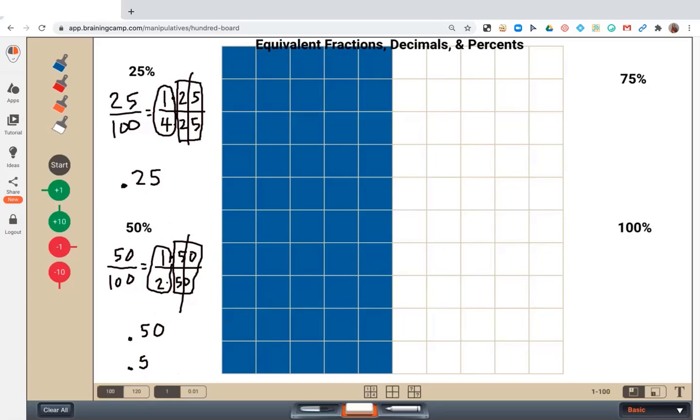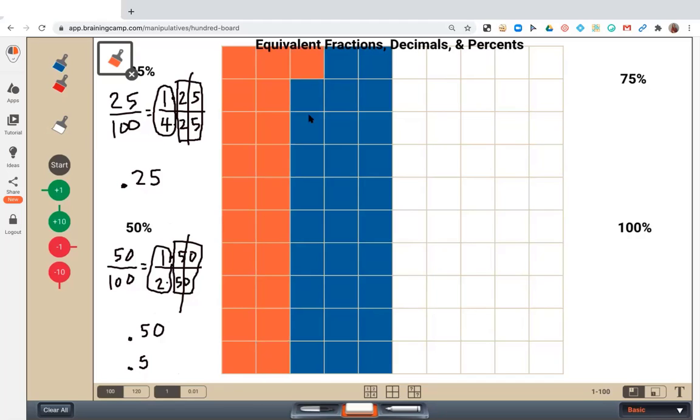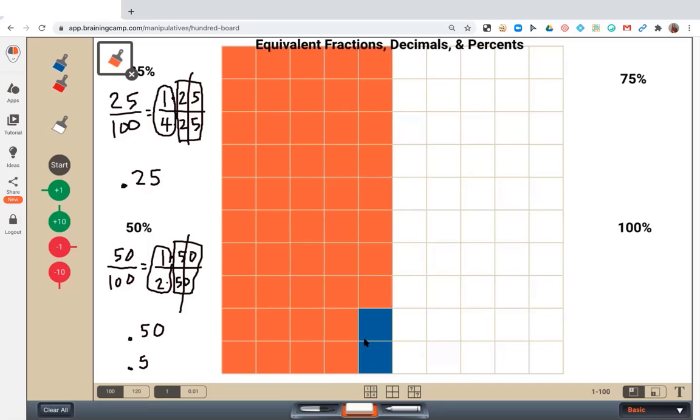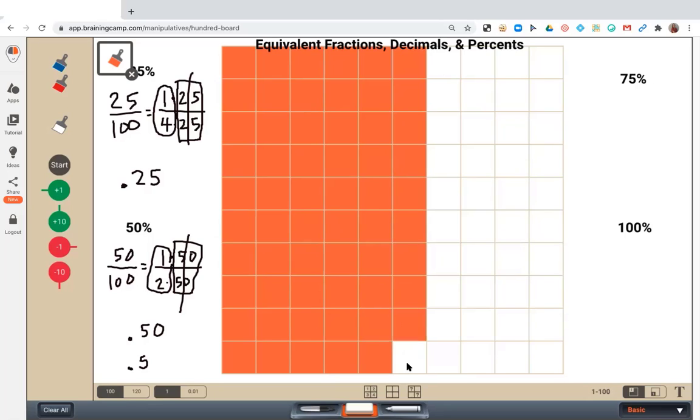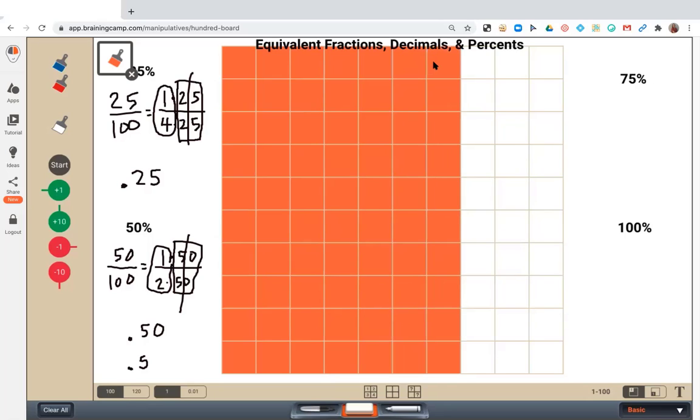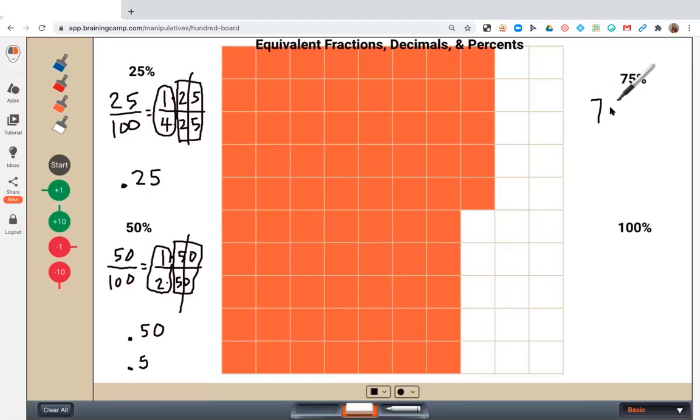Okay, let's move on to 75%. 75% would be 75 out of 100. Okay, so that's what 75% would look like. As a fraction, I could write it as 75 out of 100. And again, if I think of it in terms of quarters or money, they have a common factor of 25.